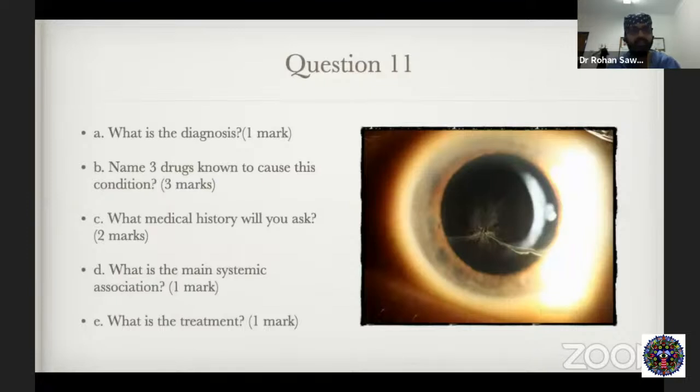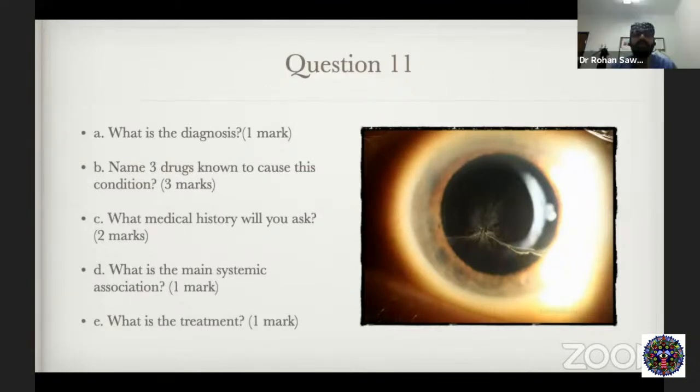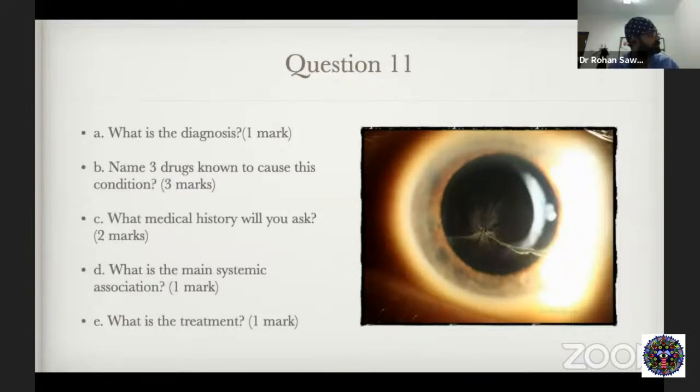So anyone, can you tell me what is the diagnosis? Cornea verticillata, or vortex keratopathy. Good. What are 3 drugs which are known to cause this condition? Chloroquine and phenothiazine also. Indomethacin is also another drug. Tamoxifen can sometimes cause this. Chlorpromazine. So once you know these drugs, the next question is related to that.